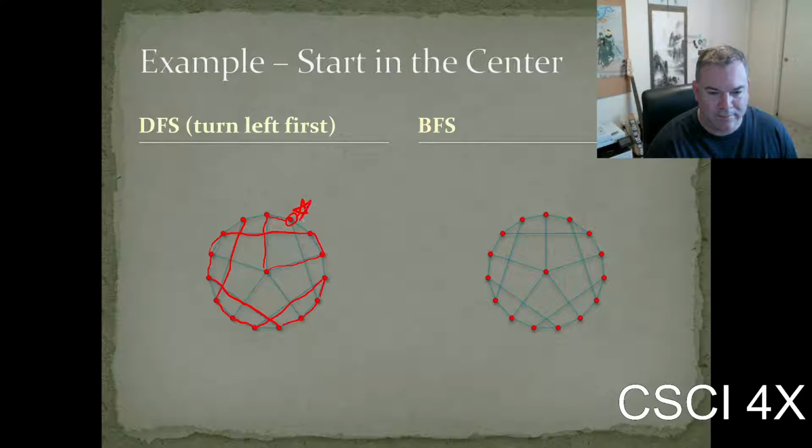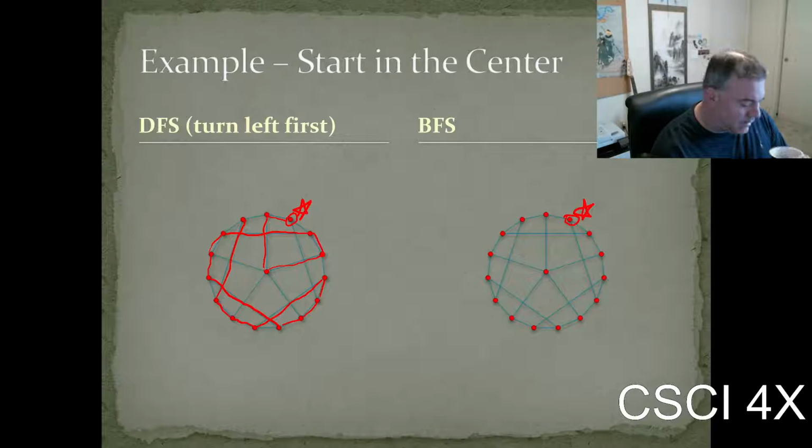With BFS, which is more similar to Dijkstra's, it's literally Dijkstra's if all the edges have a weight of 1 or whatever. DFS is its own thing, but BFS is basically Dijkstra's.